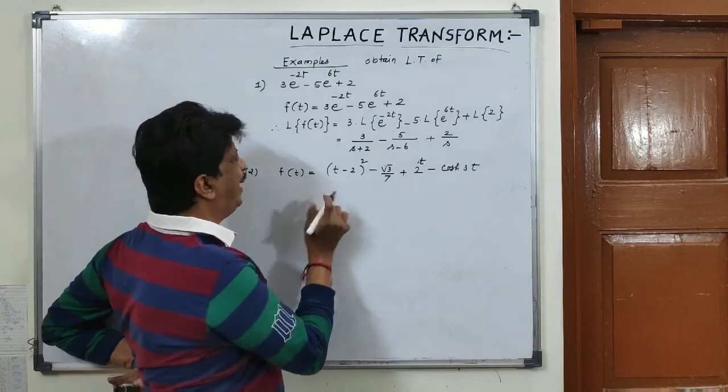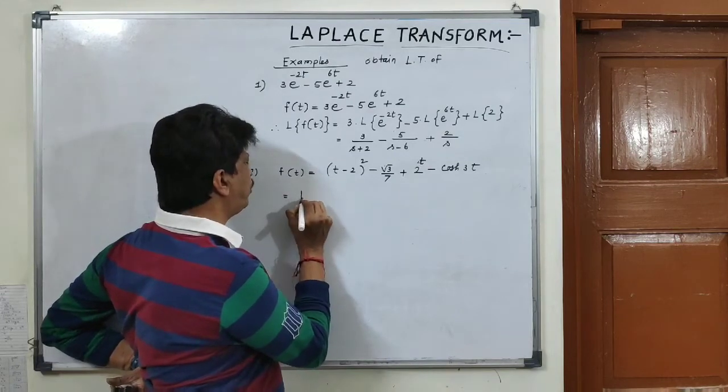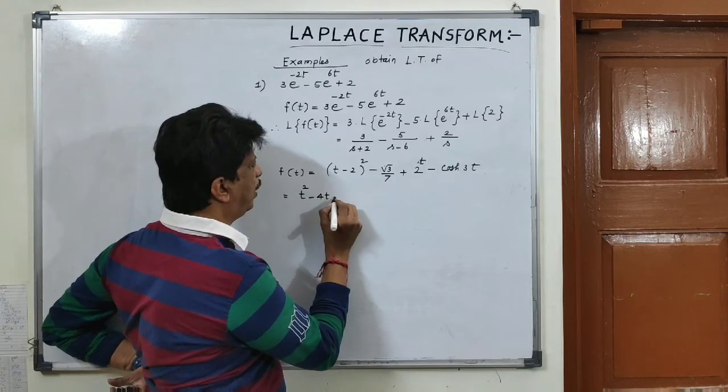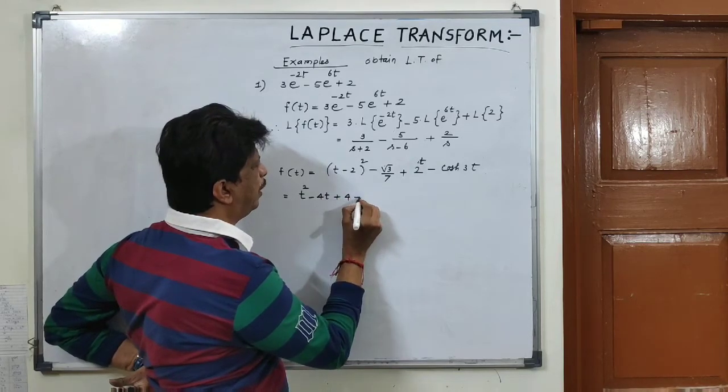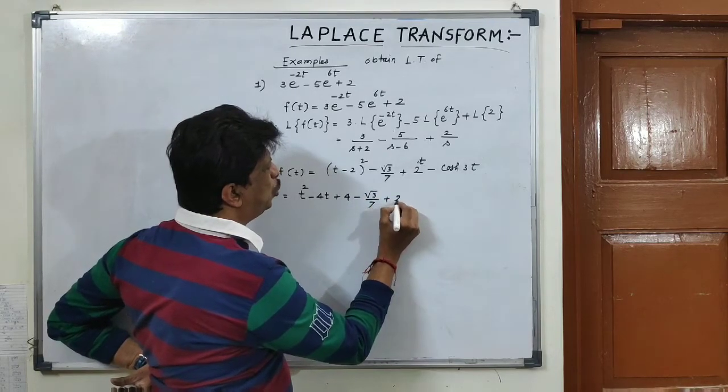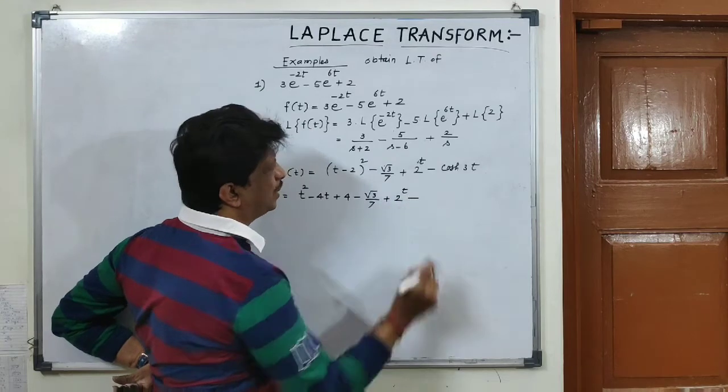Now t minus 2 whole square means it is t square minus 4t plus 4 minus root 3 by 7 plus 2 raised to power t minus.